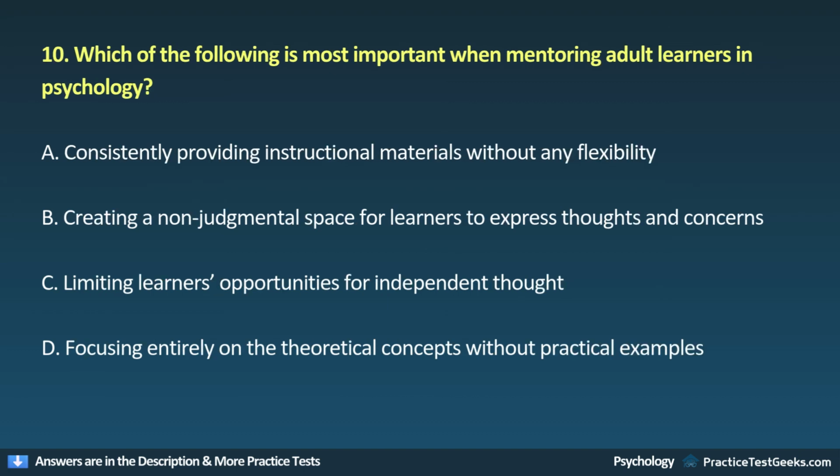10. Which of the following is most important when mentoring adult learners in psychology? A. Consistently providing instructional materials without any flexibility. B. Creating a non-judgmental space for learners to express thoughts and concerns. C. Limiting learners' opportunities for independent thought. D. Focusing entirely on the theoretical concepts without practical examples.